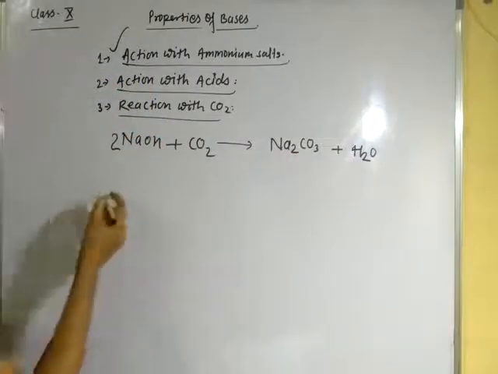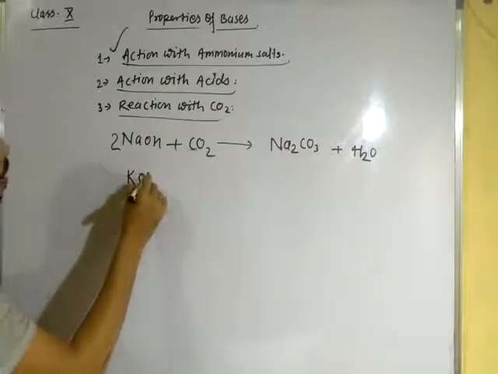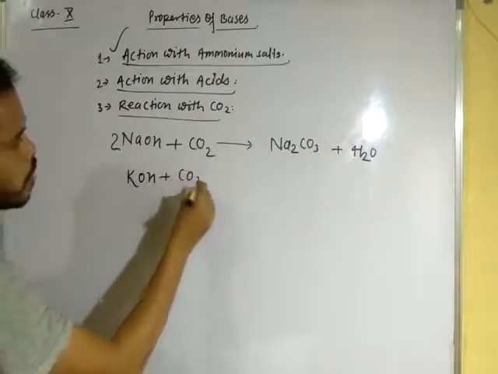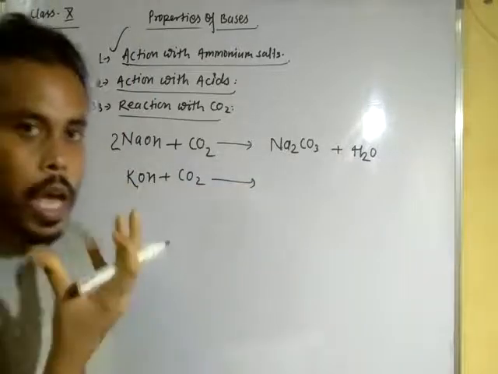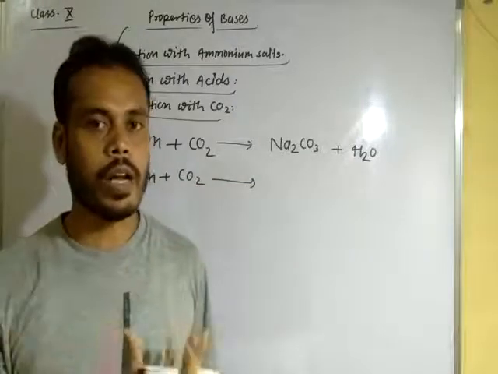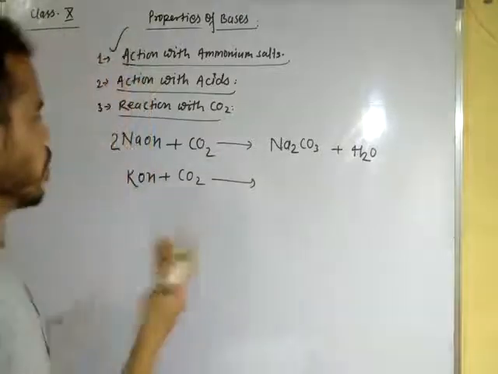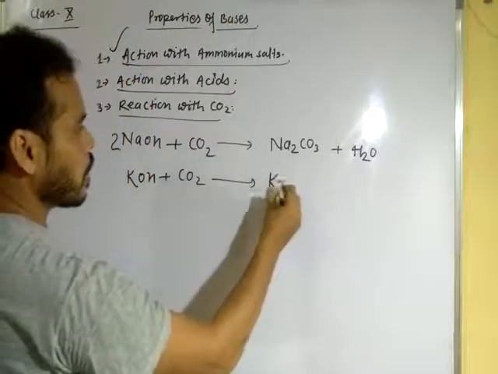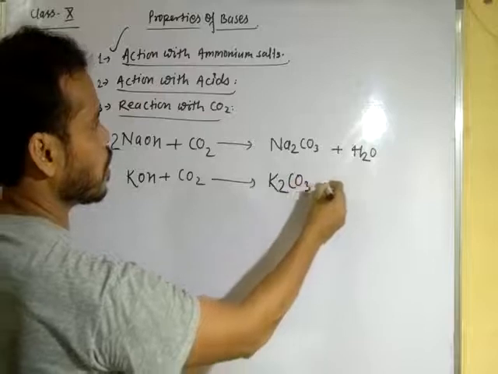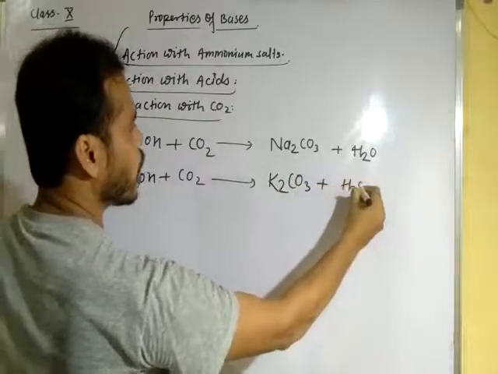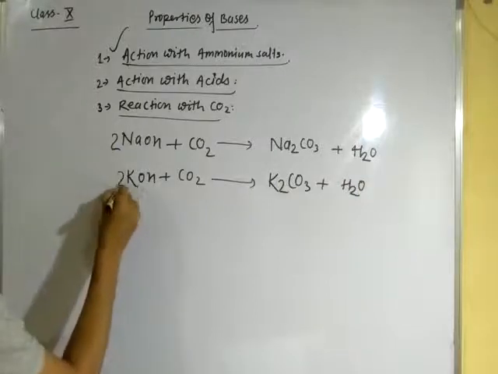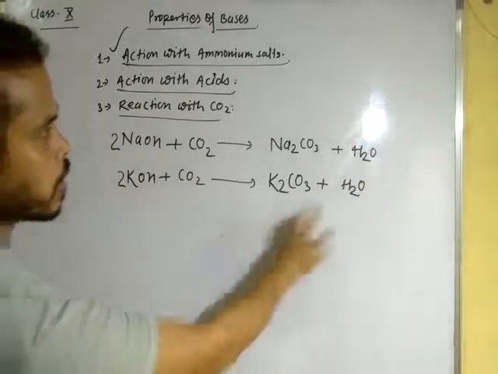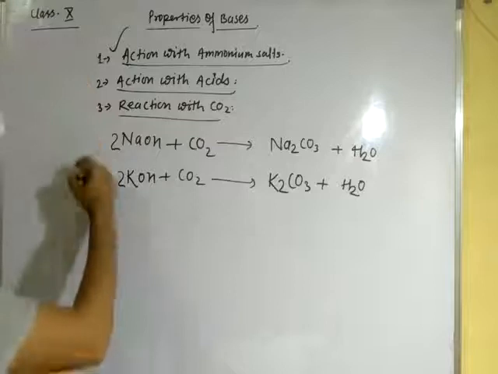Okay, dear student. Next one is when potassium hydroxide is also treated with carbon dioxide. You can say when potassium hydroxide absorbs atmospheric carbon dioxide, it forms potassium carbonate, K2CO3, and H2O as a byproduct. Okay, dear student, to balance this reaction, multiply it with 2. Now I think this reaction is a balanced reaction.